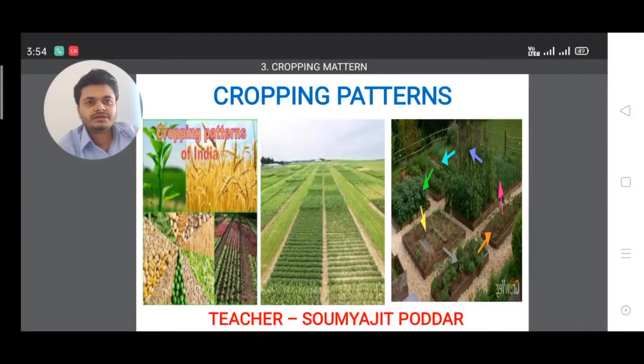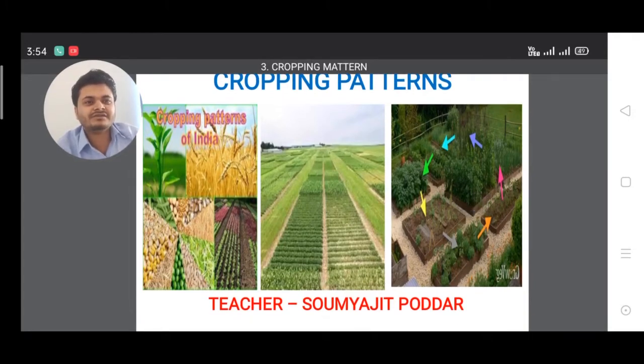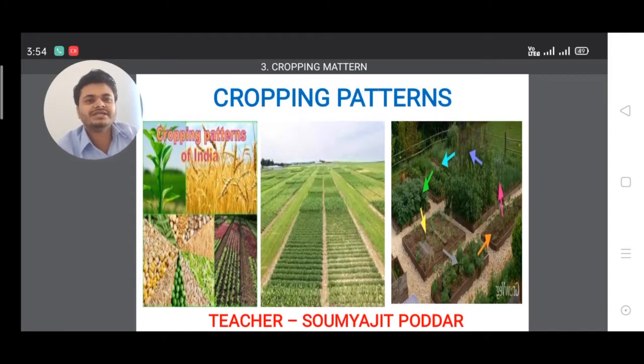In this lecture we'll study the different cropping patterns. You can see I have highlighted different patterns. I have given a very nice picture. See the different cropping patterns. We'll discuss this in detail.